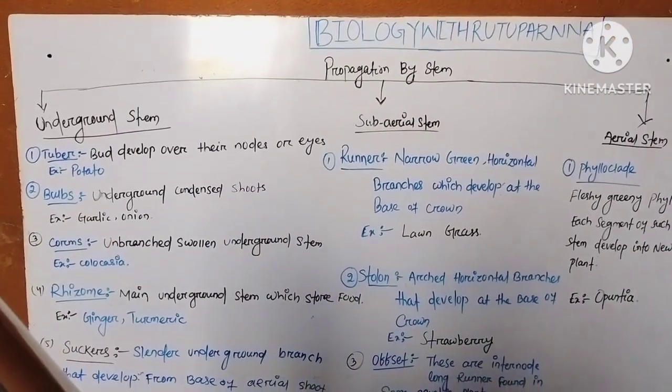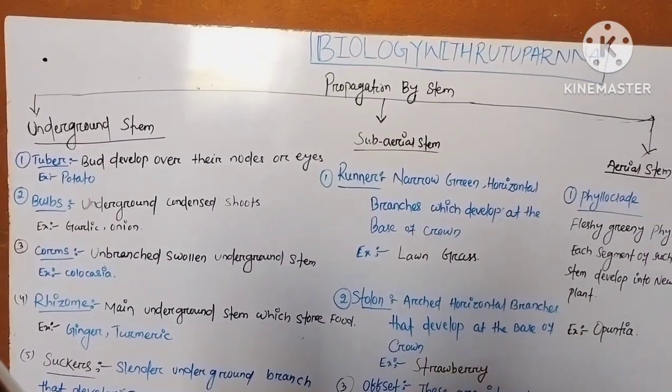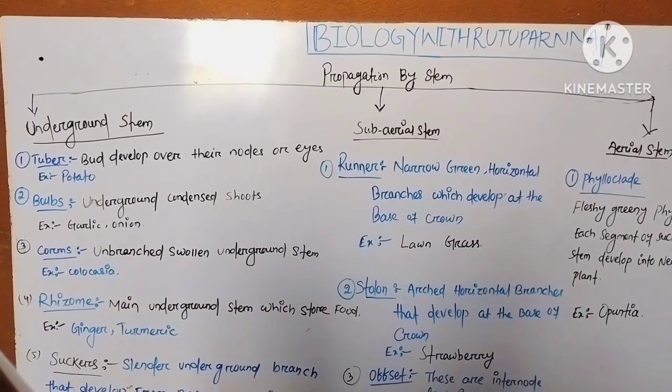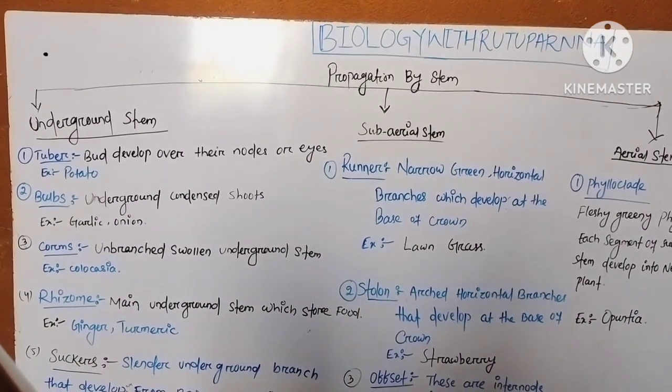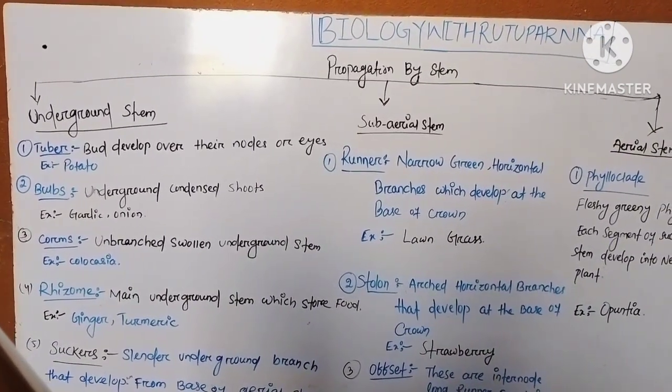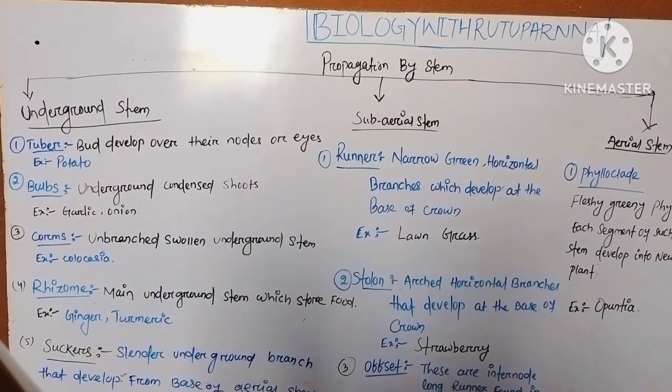Let's start the topic. As we studied before, as we started the subject, that is reproduction in an organism. Today we will discuss the propagation method by the stem. This is the second lecture of reproduction in an organism. I will just recall what we studied before.